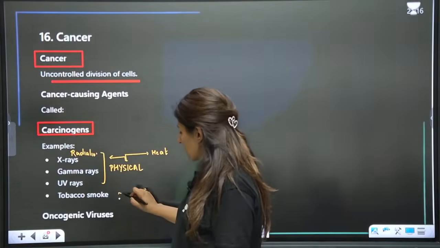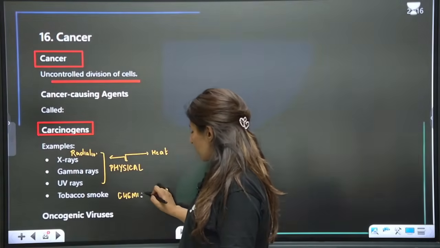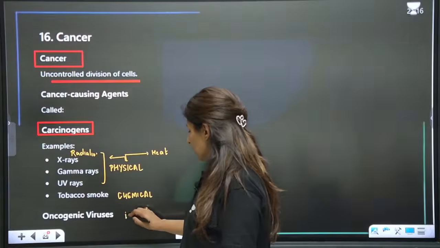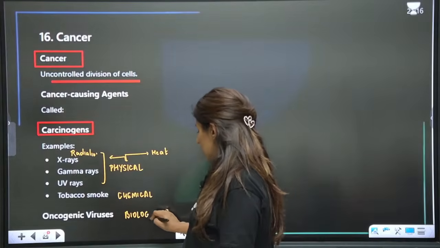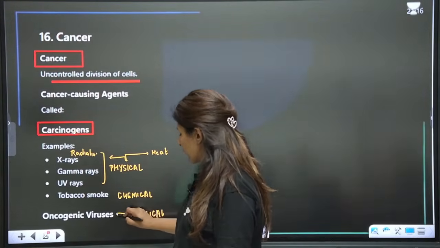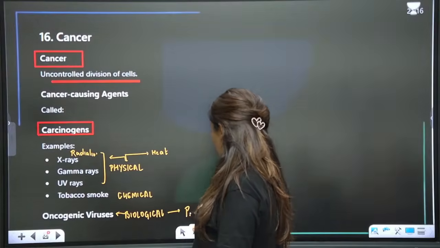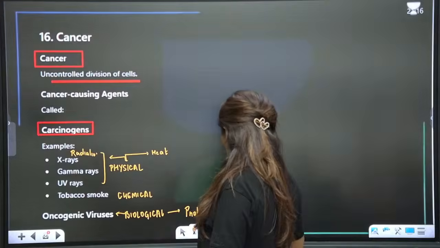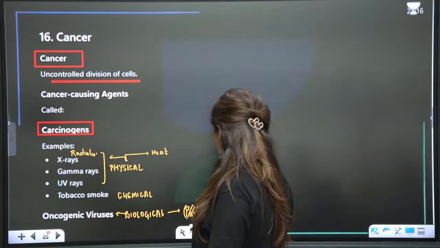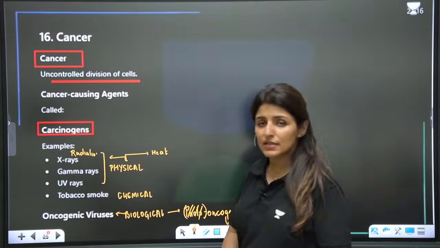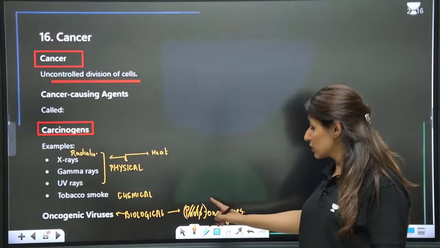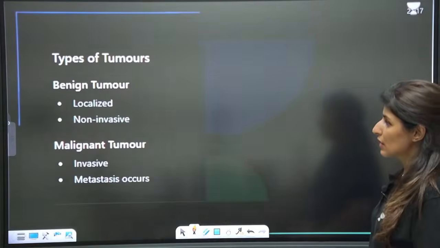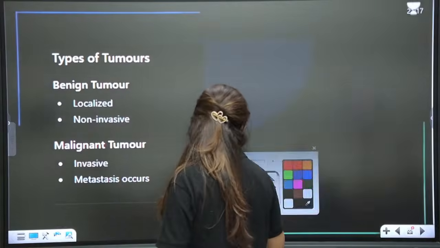Then we have some chemical carcinogens like tobacco smoke, right? Nicotine is a potent carcinogen. And then we have biological carcinogens. In biological carcinogens, guys, we have viruses and we have proto-oncogenes. We all have these, basically they become oncogenes here. So oncogenes are cancer causing. We all have these oncogenes in the inactive form. So till they are inactive, it's good news, and otherwise it leads to cancer.